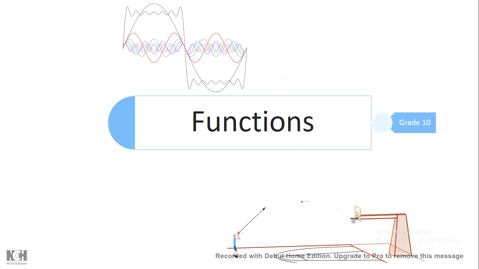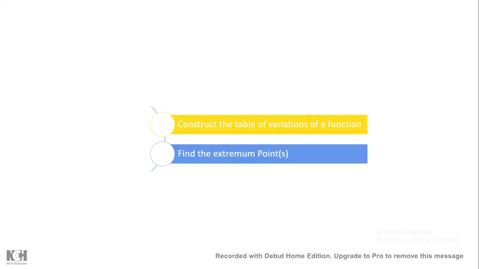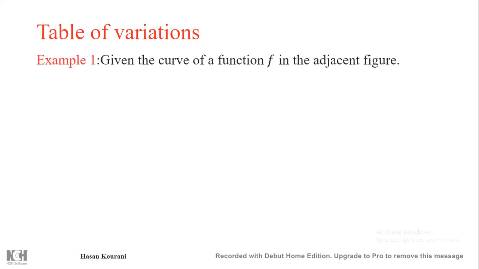In this video, we are going to continue our chapter about functions for grade 10. The objectives in this part are to construct the table of variations of a function and find the extremum point or points of a certain function. Well, at the beginning, the table of variations of a function. We'll do this by an example.